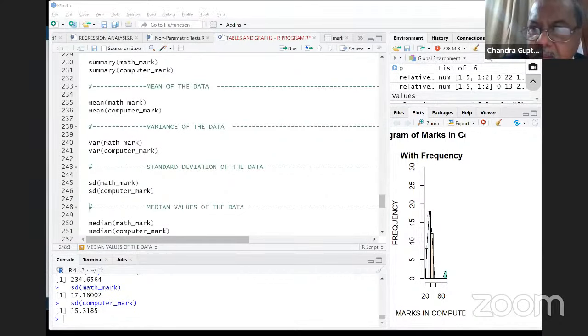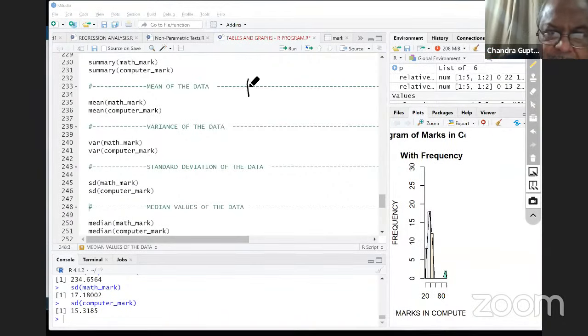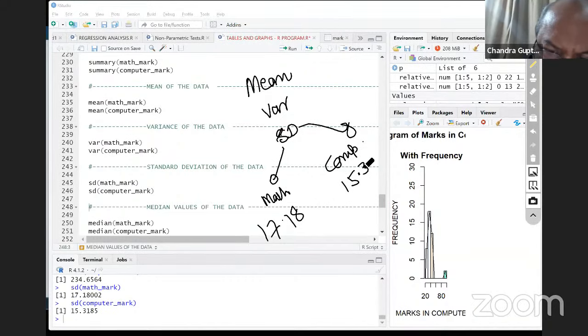So we are using the commands mean, variance, standard deviation. Okay, I have an interesting question here. The standard deviation of maths is 17.18. The standard deviation of the computer science is 15.31.